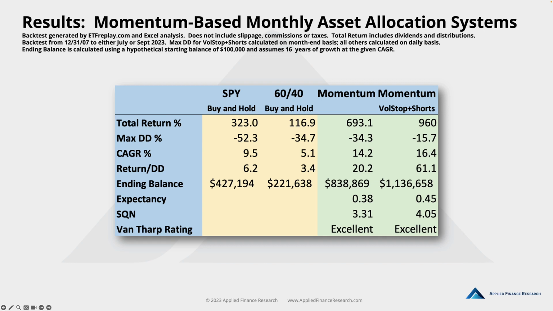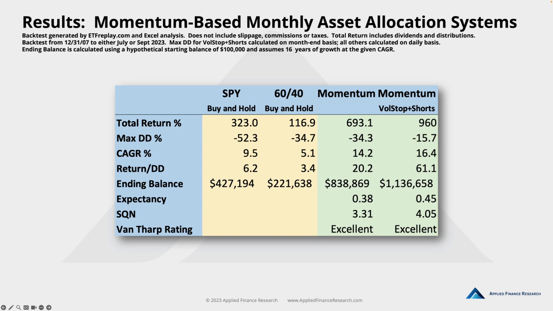Ending balance uses a hypothetical starting balance of $100,000 and assumes 16 years of growth at the given CAGR. And for the S&P, our $100,000 turns into $427,000. For the system, our $100,000 becomes $838,000. The expectancy of the system is 0.38 and the SQN is 3.31, which by Dr. Van Tharp's definition makes it an excellent system.